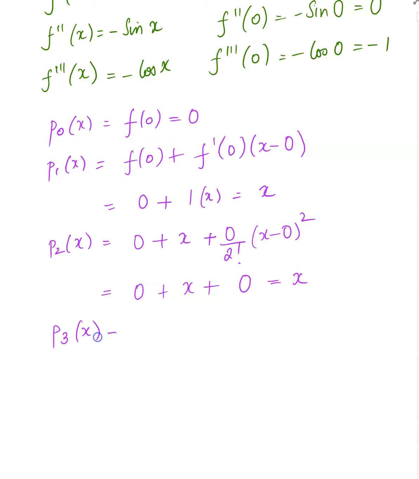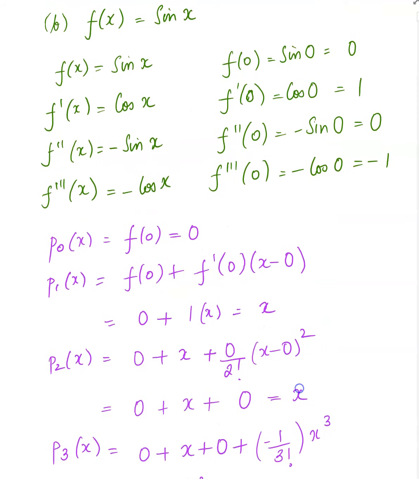P3 of x is 0 plus x plus 0 plus, this time it changes, right? Negative 1 over 3 factorial x cubed, which is x minus x cubed over 3 factorial.